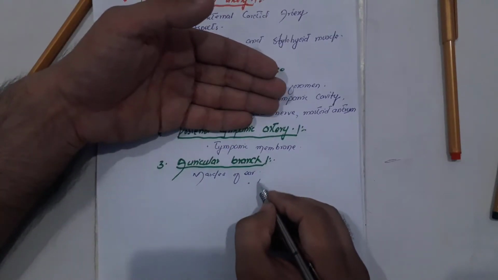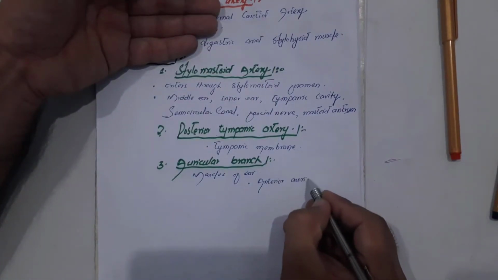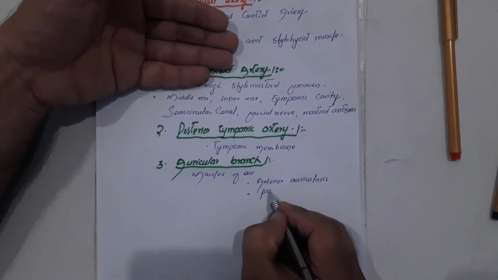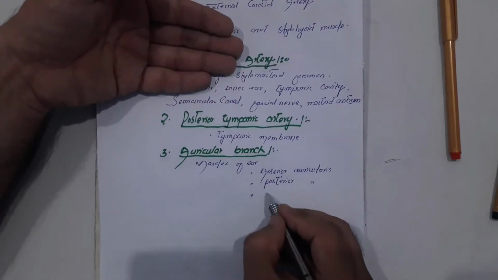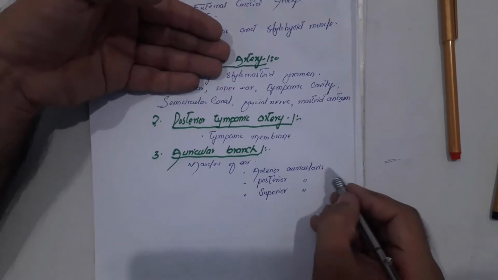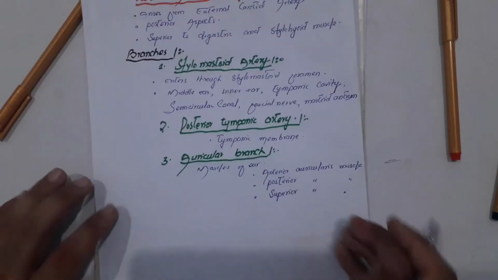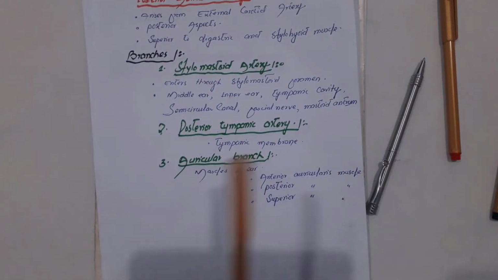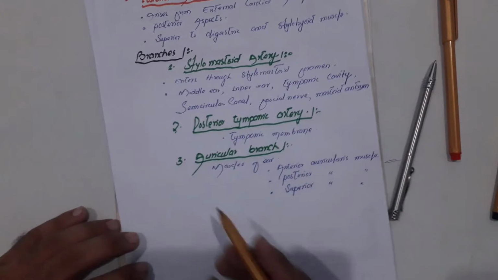So let me write their names. They are the anterior auricularis muscle, right? Then there is the posterior auricularis muscle, and then there is also the superior auricularis muscle, right? Okay, this auricular branch is responsible for supplying blood to these muscles. The next branch which arises from this posterior auricular artery is the occipital branch, right?